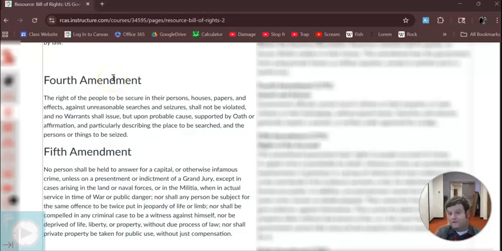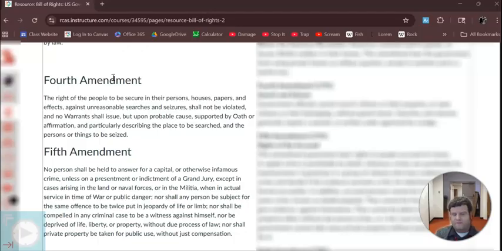Moving on, the next amendment is the Fourth Amendment, and that is: the right of people to be secure in their persons, houses, and papers and effects against unreasonable searches and seizures shall not be violated, and no warrant shall issue but upon probable cause, supported by an oath or affirmation, and particularly describing the place to be searched and the persons or things to be seized. So this one is about search and seizure. It's more complicated. We'll talk about this more in the judicial branch when we get to it.